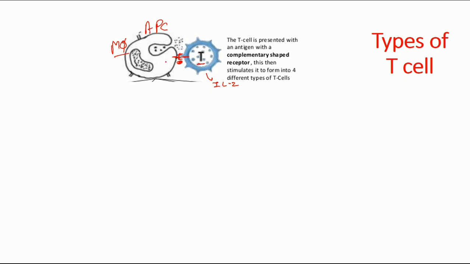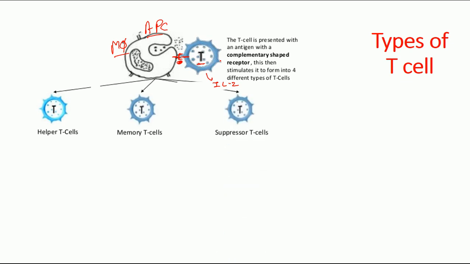Now we'll see that this activation of T cells mediated by antigen presenting cells can produce 4 different types of T cells. They have separate functions to play. One is the helper T cells. Second one is the memory T cells. Third type is the suppressor T cell. And fourth one is the killer T cell.